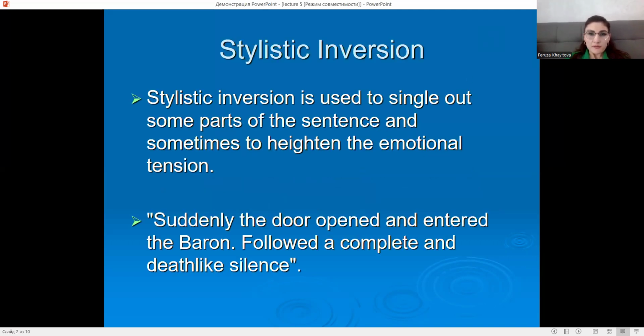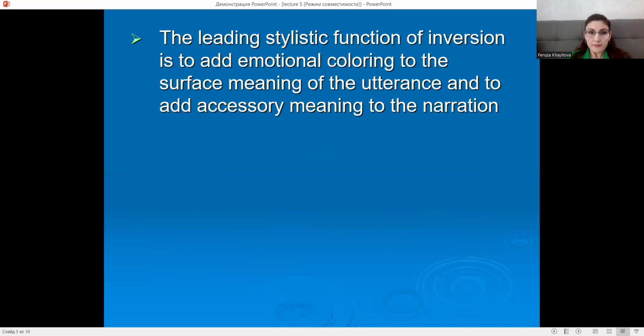Let's begin. The first one is stylistic inversion. What is stylistic inversion? Stylistic inversion is used to single out some parts of the sentence and sometimes to heighten the emotional tension. For example, "Suddenly the door opened, entered the baron, followed the complete and death-like silence." The leading stylistic function of inversion is to add emotional coloring to the surface meaning of the utterance and to add accessory meaning to the narration.